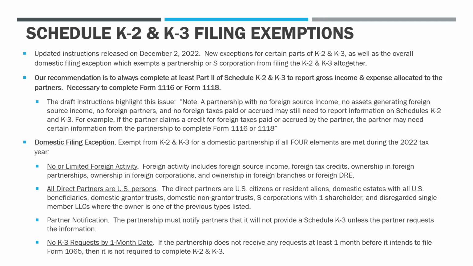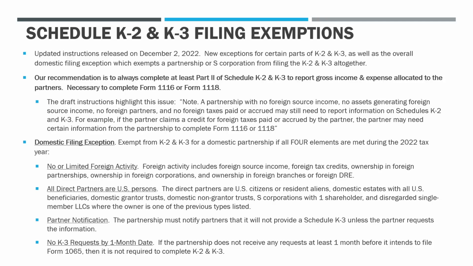But foreign activity means, if you have a domestic partnership that's receiving an allocation of foreign source income or expense, it has foreign tax credits. If the domestic partnership owns stock in a foreign partnership or corporation, so if you have CFC issues or PFIC issues, or if you have a foreign branch or an interest in a foreign disregarded entity. So if you have foreign activity, you're likely going to need to do K2 and K3.